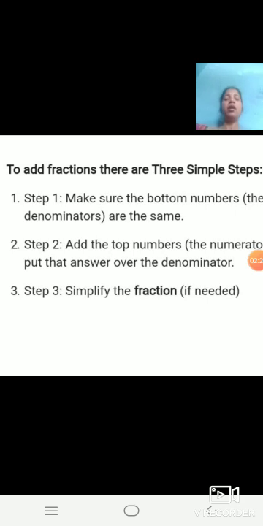So next one is adding fractions. To add fractions, we follow three simple steps. Step 1, make sure that the bottom numbers, the denominators, are the same. Step 2, add the top numbers, the numerators, and put that answer over the denominator. Step 3, simplify the fraction if needed.